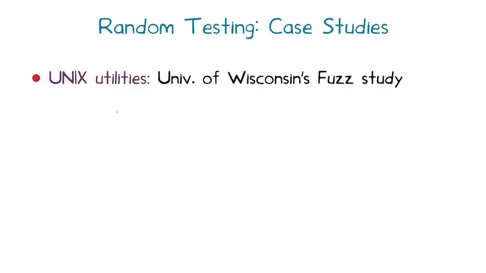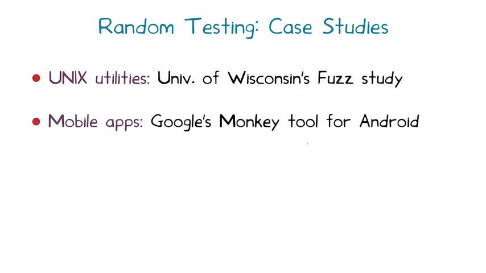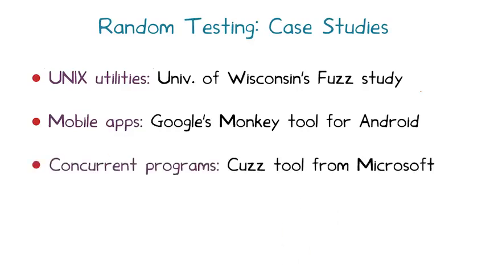A famous case study applying random testing to such programs was conducted by the University of Wisconsin, which also coined the term fuzzing. The second class of programs is mobile apps. In particular, we will look at Google's Monkey tool for fuzz testing Android apps. The third class of programs is concurrent programs. Programs that run multiple threads concurrently for higher performance on multi-core machines that are commonplace today. In particular, we will look at Microsoft's Cuz tool for testing such programs.